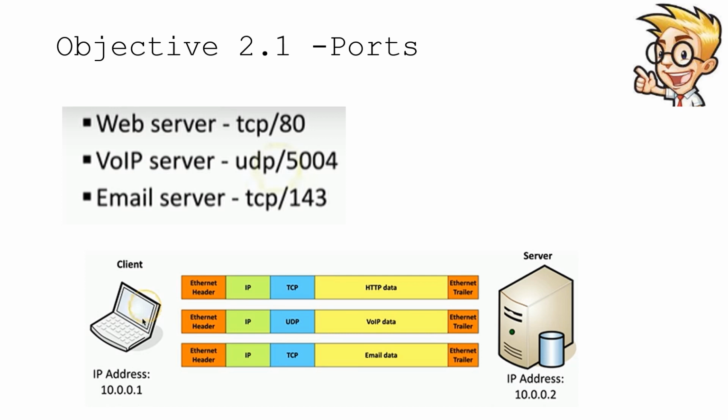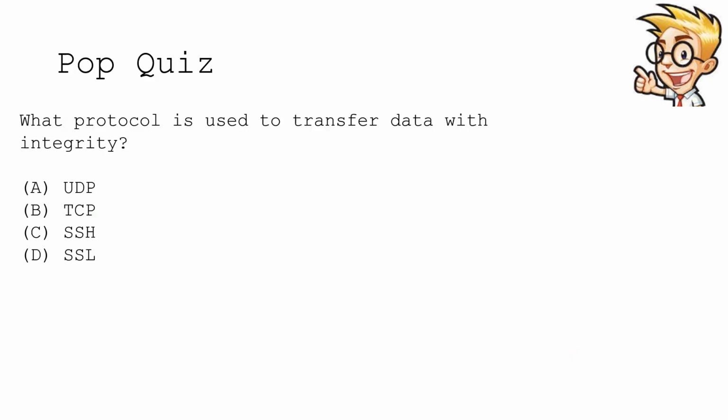Here are some common ports that we use and how they would be sent over the network. Common ports for a web server would be TCP over 80, VoIP servers, UDP over 5004, and an email server, I guess that's like IMAP, TCP over 143. At the bottom we can see there's a client and we have a server. There are headers: you would have the IP address, destination, TCP, the protocol, and then the actual data that it needs to send with the trailer. And we are at the end of the IP protocol.